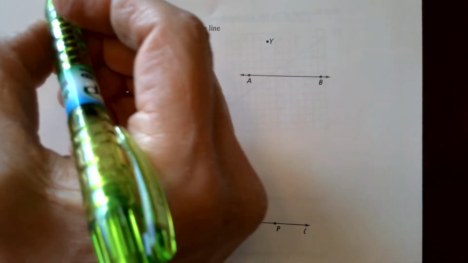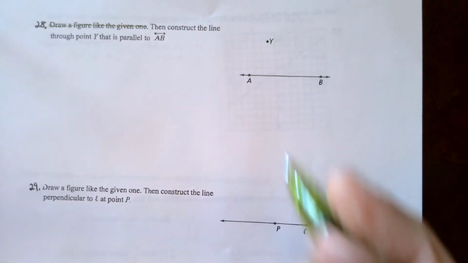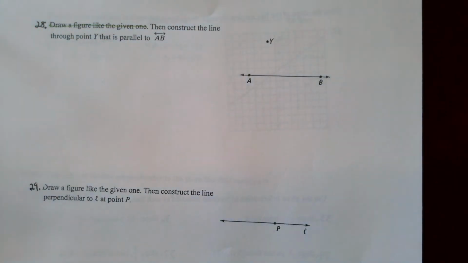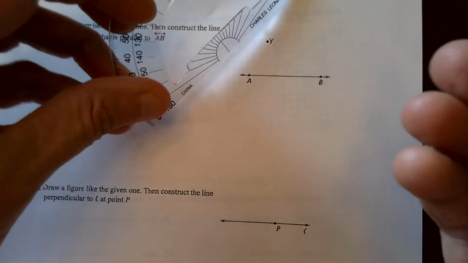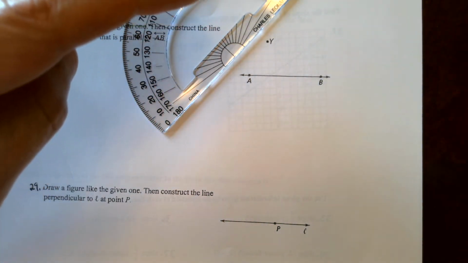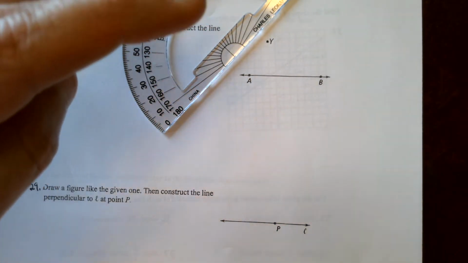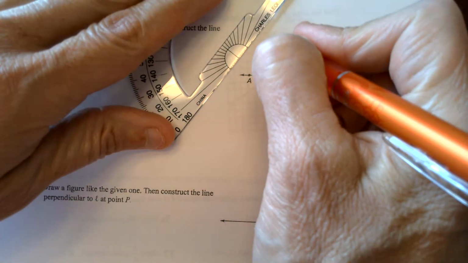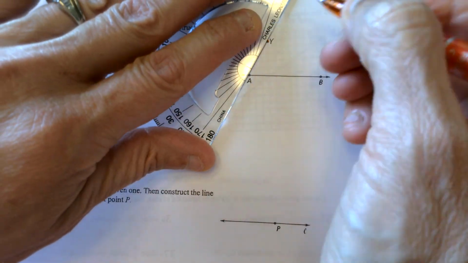All right, it says draw a figure like the one given, but we don't need to because they already have one. So I'm going to cross that off. Construct a line through Y that's parallel. Okay. So the first step we need to do is get our straight edge and draw a line through the point in the line here.